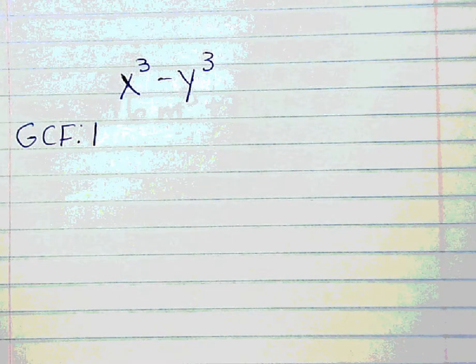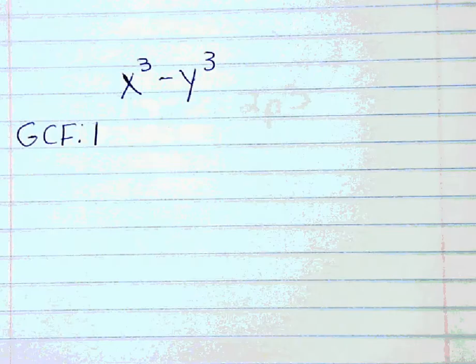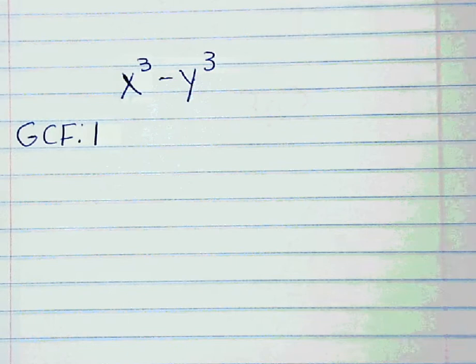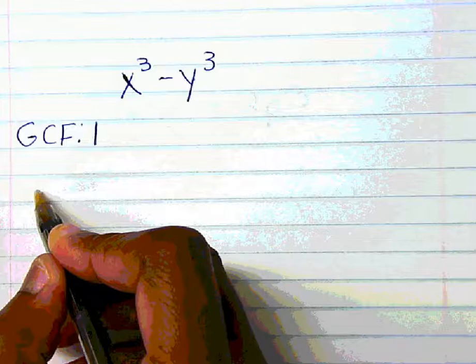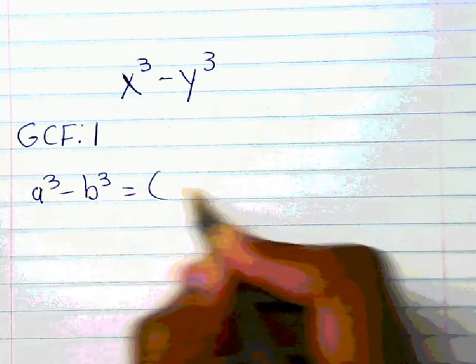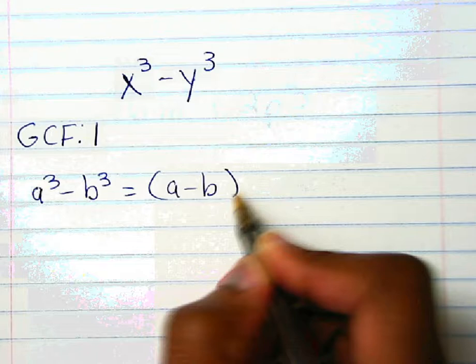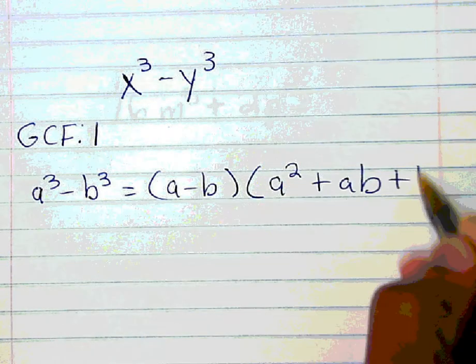It has 2 terms. So if I can factor it, it's either going to be the difference of squares, the sum of cubes, or the difference of cubes. And notice that x cubed is a perfect cube. And notice that y cubed is a perfect cube. I have a subtraction sign, so it's going to be the difference of cubes, which means I'm going to use a pattern that says a cubed minus b cubed equals a minus b times a squared plus a times b plus b squared.